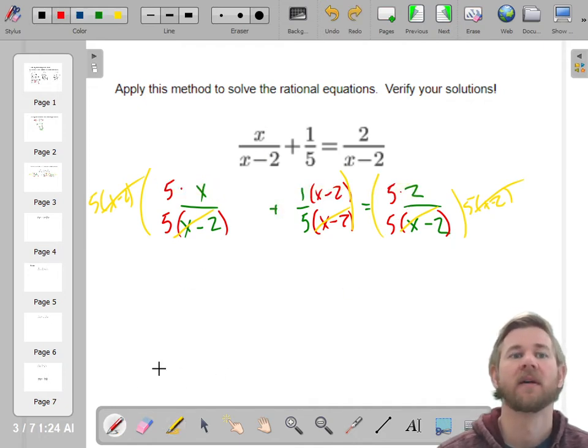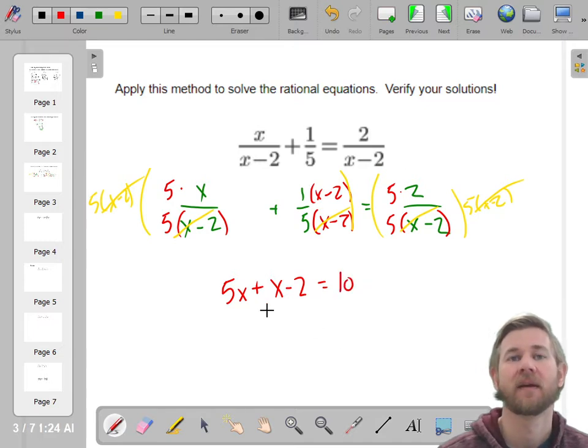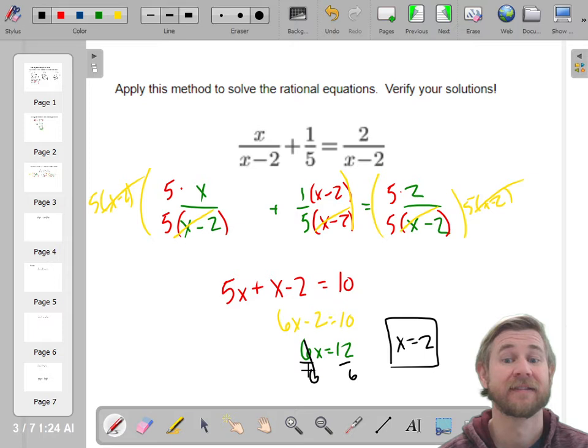So that would be 5x plus, now we have to distribute, well, you have to distribute a 1, so it's just x minus 2 equals 5 times 2 is 10. Now look how easy it is. 6x minus 2 equals 10. Add 2 to both sides. 6x is 12. Divide both sides by 6. X is 2. Or is it?